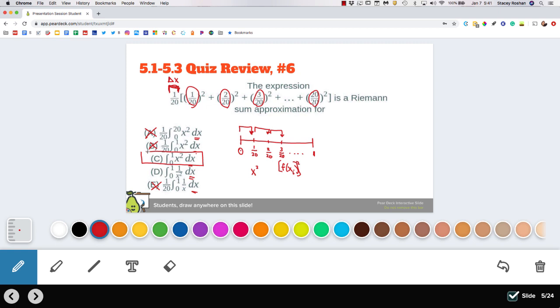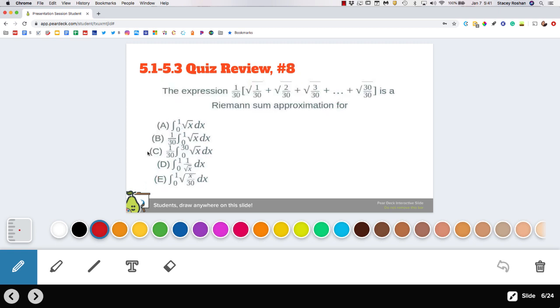All right, let's go to the next one, and I think the next one will be easier. Same type of thing. So now you see that our delta x is going to be 1 over 30. We're going from 0 plus 1 over 30. So we're going from 0 to 30 over 30, which is 1. And what are we doing to each of those? We're taking the square root. So the 1 over 30 was our delta x, and then we're adding up all of these. We're going from 0 to 1, and we're just doing the square root. That's exactly what it's asking us.